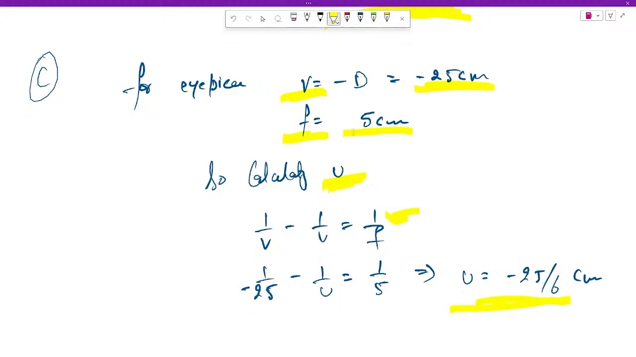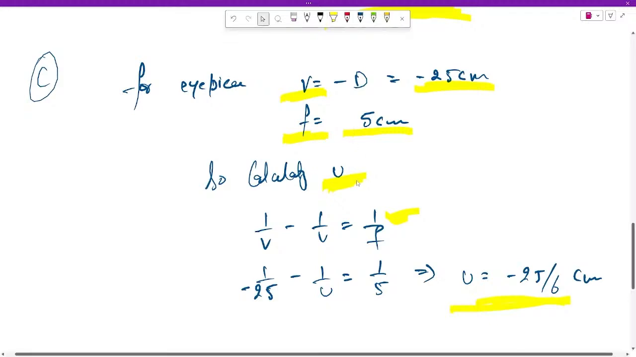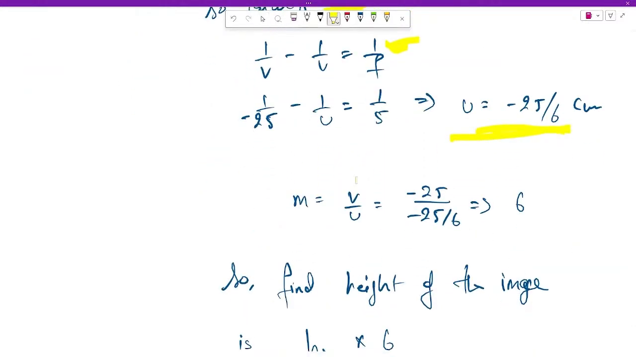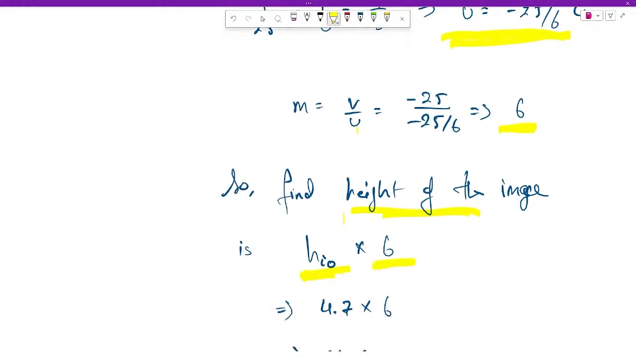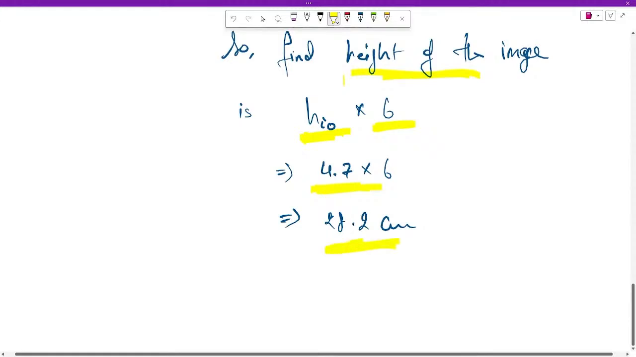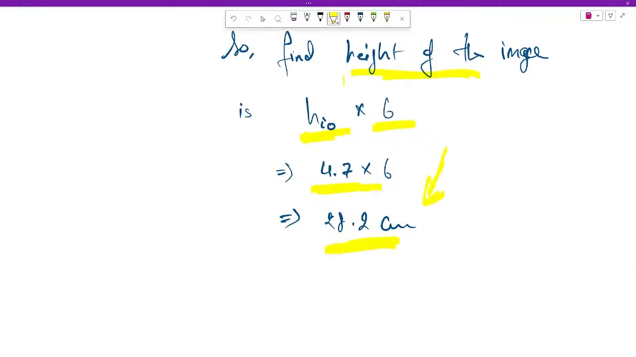So calculating u, we will get a value of 25 by 6. Now we have to calculate the height of the final image. So height of the final image can be given by the linear magnification formula, that is v by u. And since we know the value of u now, the magnification is 6, so the height of the image can be calculated as the height of the image formed by the objective multiplied by the magnification of the eyepiece, which will give us 4.7 times 6, that would be equal to 28.2 centimeter. Thus the height of the final image produced is 28.2 centimeter.